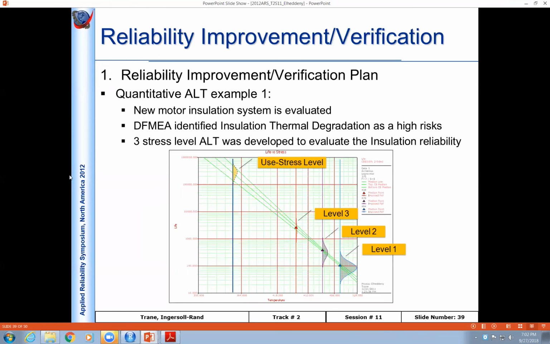So also a real example here, we were looking at a new supplier. A new supplier was using a new insulation material for the windings. So what we wanted to do is, okay, let's look at the thermal degradation of the new material. And how long would it last? So basically what we did, just for the new supplier to understand that, we have different sets of samples. And this is your application temperature. So you tested way higher than that.